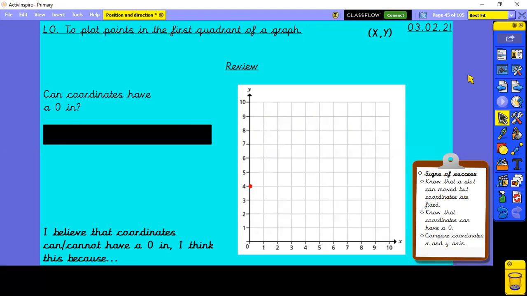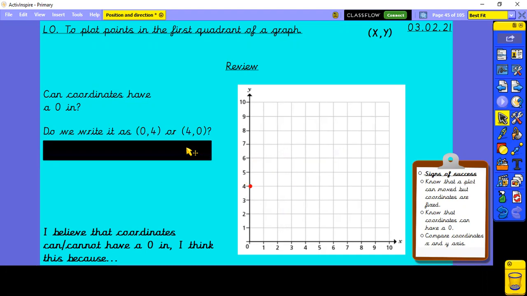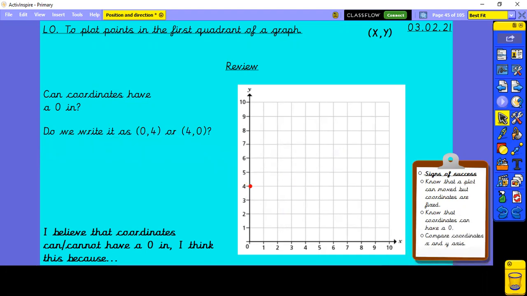Okay, so the answer is yes, a coordinate can have a 0 in. And an example of one is this plot on the screen here. But now we know that coordinates can have a 0 in, I want you to think about whether this coordinate is written as 0, 4 or 4, 0. So it's a bit of a misconception during this unit. We need to think about, is the 0 on the x-axis or the y-axis? And which one is the correct coordinates? So pause the video to have a little look at that plot on our graph.